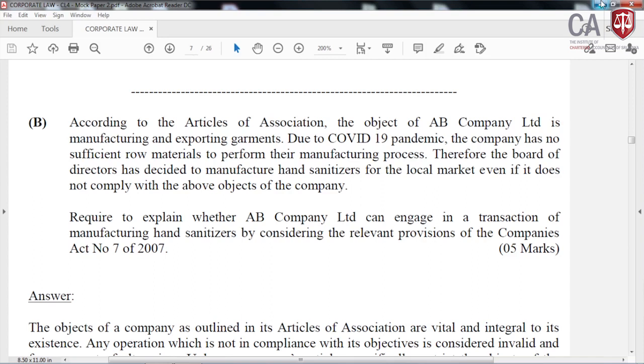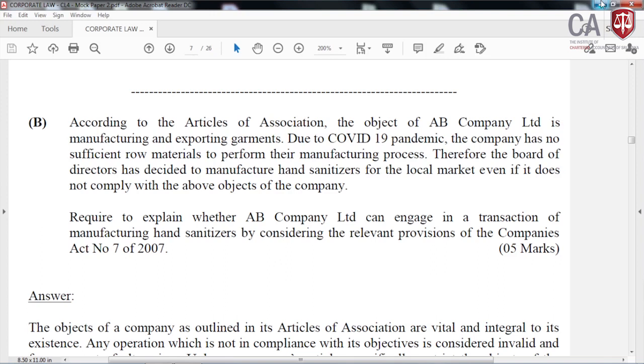So, what they do now is that the board of directors of AB Company Limited has decided to manufacture hand sanitizers instead, because hand sanitizers have a big demand right now with the COVID-19 pandemic. So, they have thought of shifting their business to manufacturing hand sanitizers for the local market. It is not even the export market, it is for the local market.